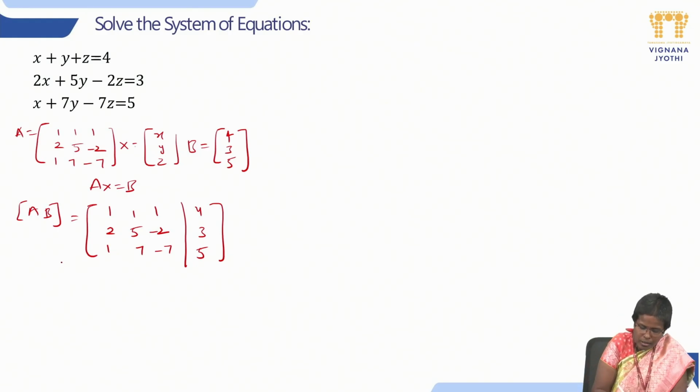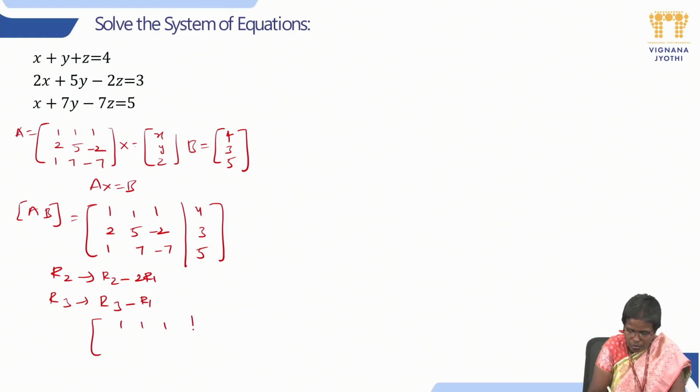Now, first of all, we have to make the second row and third row entries zeros, that is R2 becomes R2 minus 2R1 and R3 becomes R3 minus R1. What are we going to get? 1, 1, 1, 4.